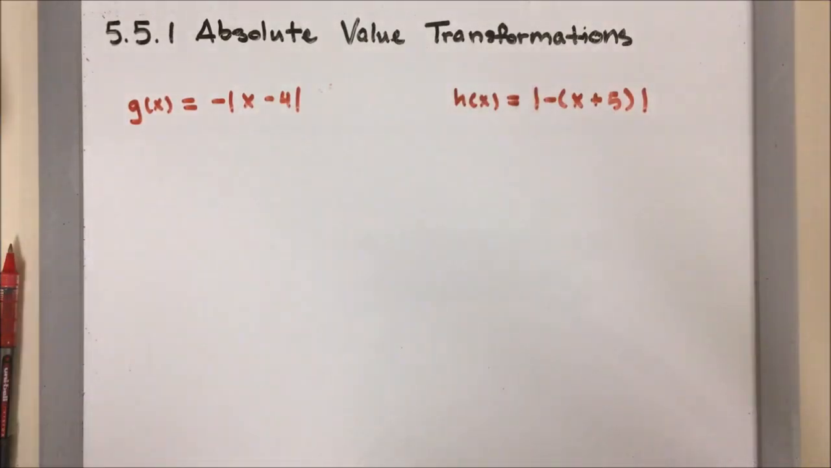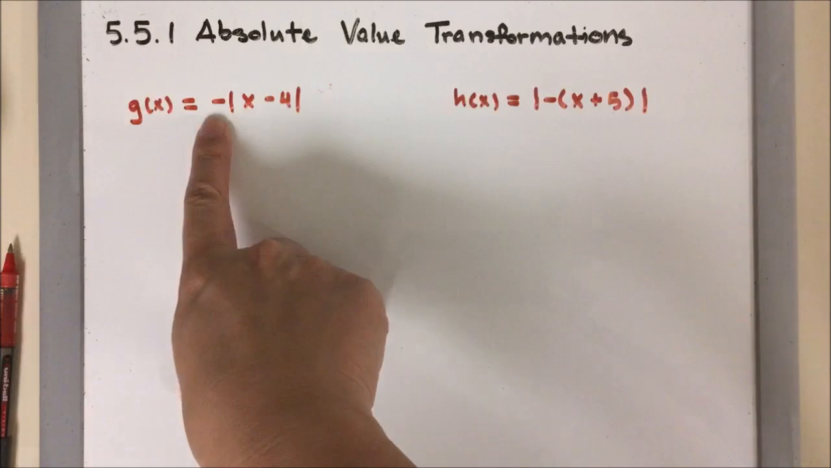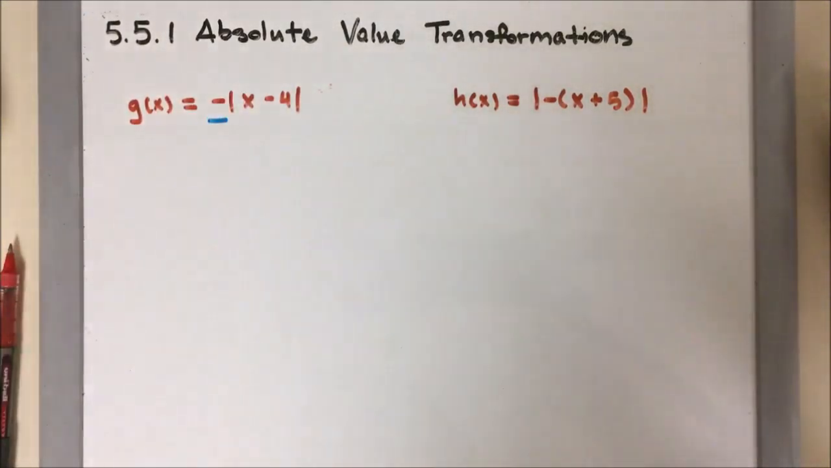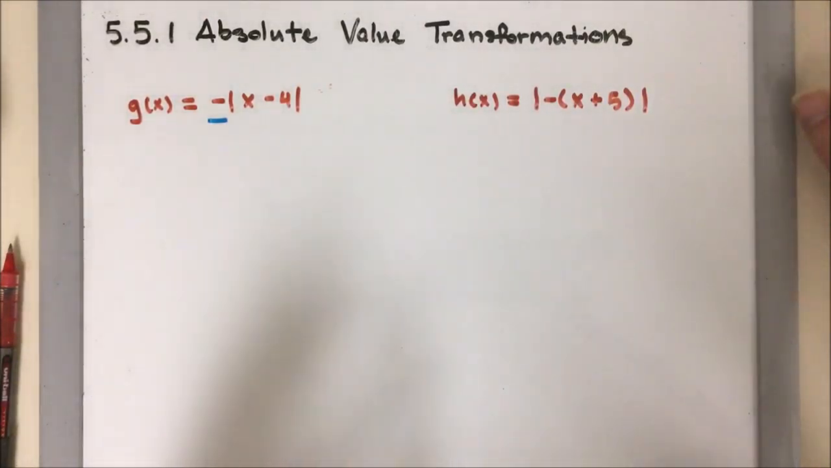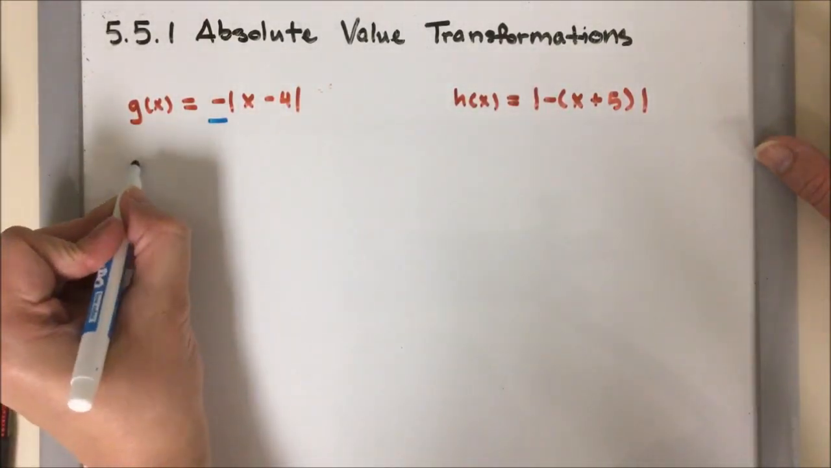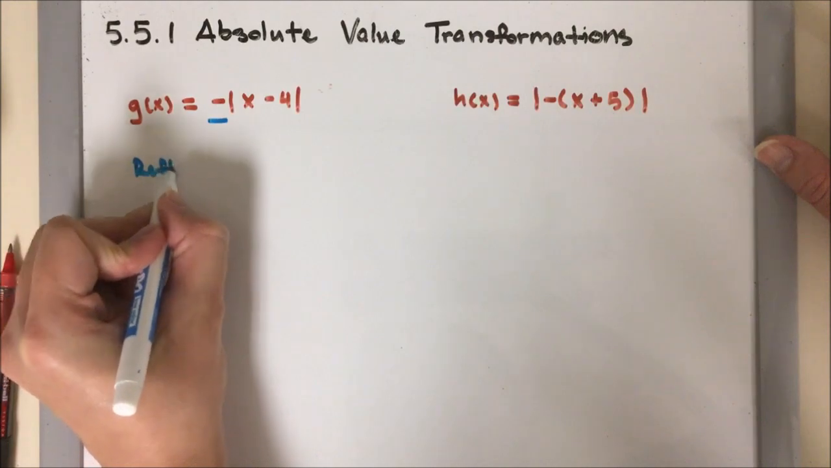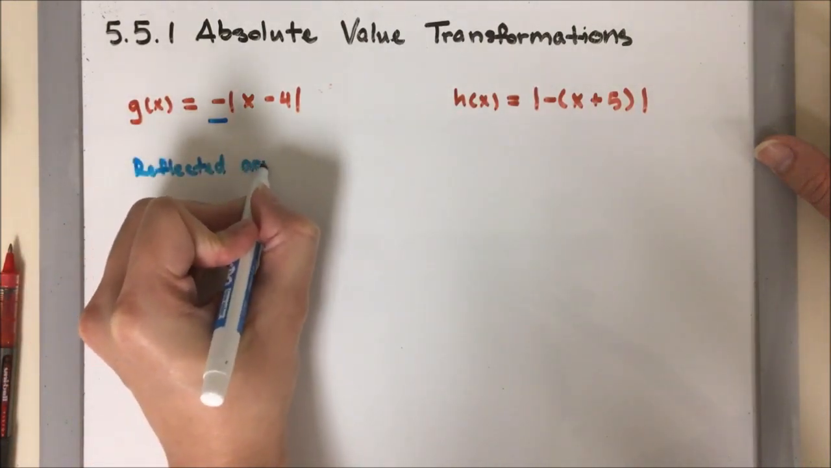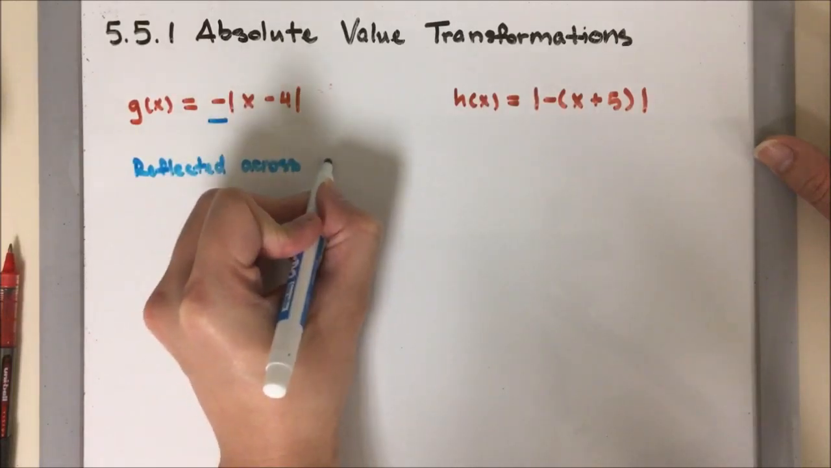Alright, so let's take a look at the examples. Here we have g of x and h of x. What we're also going to identify is reviewing from translation. So let's look at g of x. We see we have a negative that is outside the absolute value line. So let me underline that in blue. Since there's a negative outside in front of the absolute value, this one's going to be reflected across the x-axis.